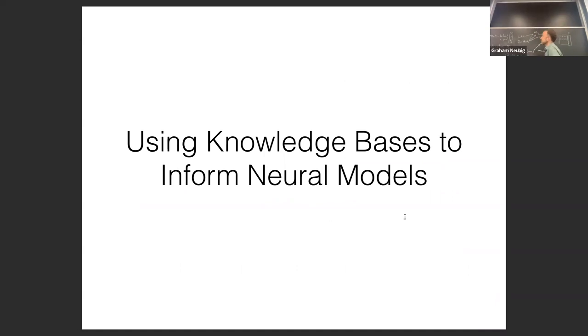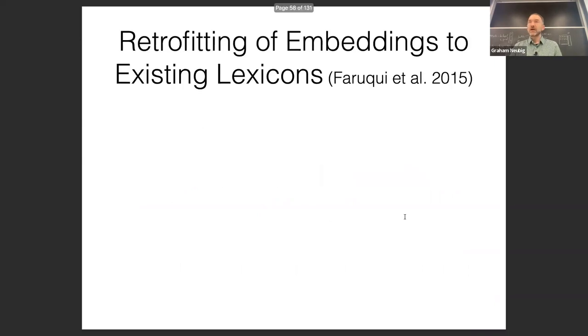Okay, next. So using knowledge bases to inform neural models. I think this is a really cool idea. And one criticism that people might level at the use of structured knowledge bases right now is that, hey, we have all the text on the internet. We can learn all of the knowledge that we need from text on the internet. So there's little reason to go out of your way and use a structured knowledge base.